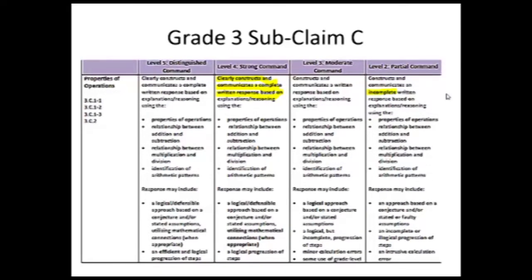Properties of operations in third grade is a huge one. So I'm looking for patterns in arithmetic. I am looking for a logical approach, and so on and so forth. And what you also notice as you look through subclaim C is there's actually only about 3 areas where we're really looking for this reasoning, but they're big areas.